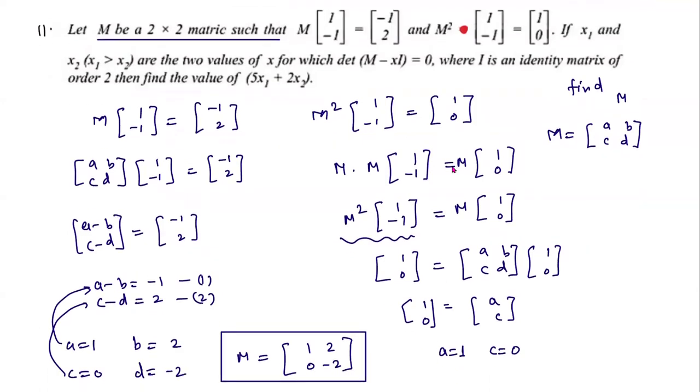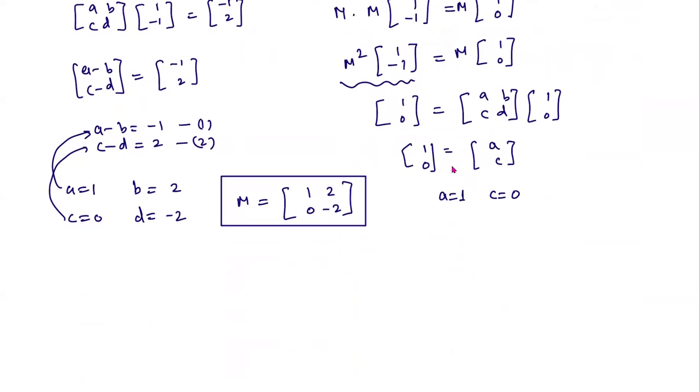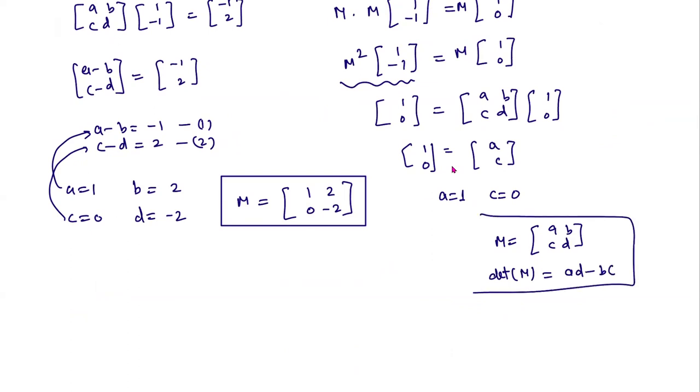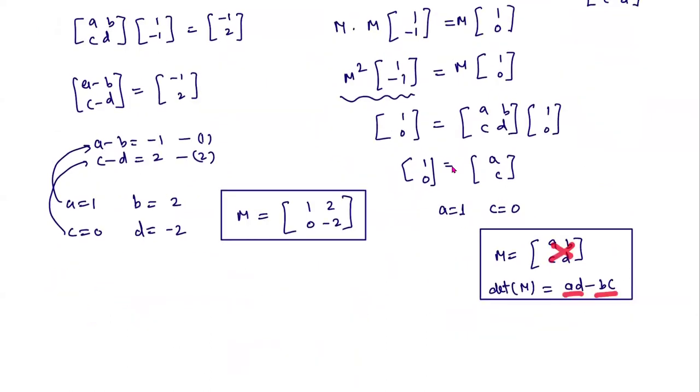Check. Can we find M or not? Yes, sir. Good. Now, if the matrix M is A, B, C, D, then what is the determinant of M? That is AD minus BC. The detailed determinant we will discuss later, but here we can say that it is a 2 cross 2 determinant, AD minus BC. Am I correct?